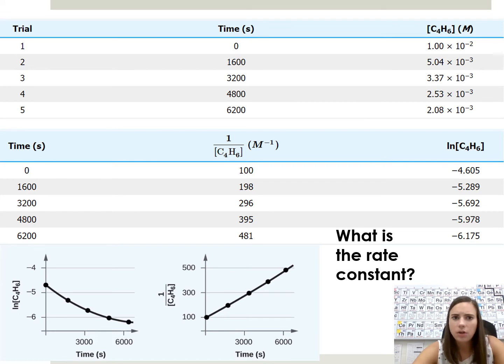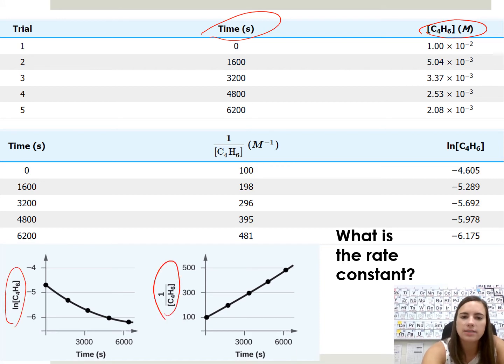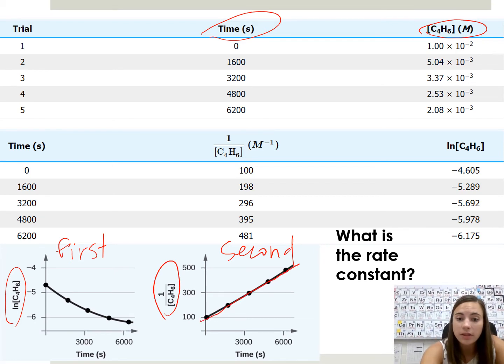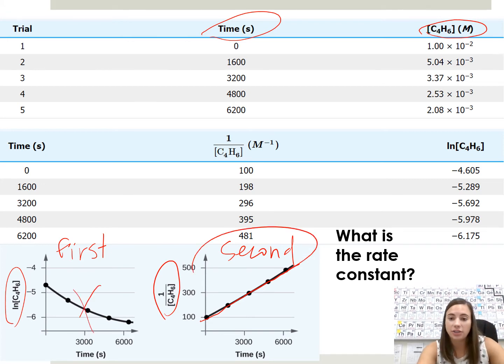So let's look at this example. I'm given data for a reaction involving C4H6. So here's my concentration and time. So I know this is integrated rate law because I'm given time and concentration, okay? So this time I graphed the natural log as well as the inverse. So this is a first order plot and this is a second order plot. How do I know which order? I literally look and see, well, this plot is extremely linear, this one isn't, so this is a second order reaction. Now, I can calculate the rate constant by doing change in y over change in x.